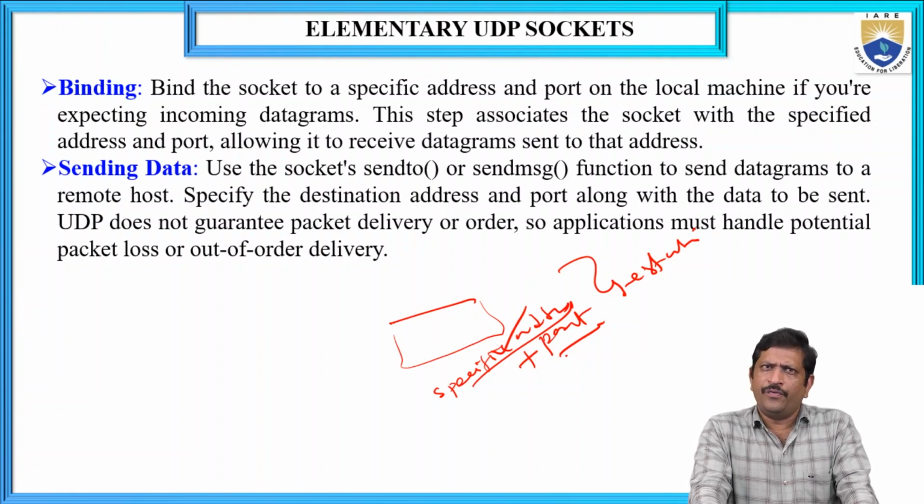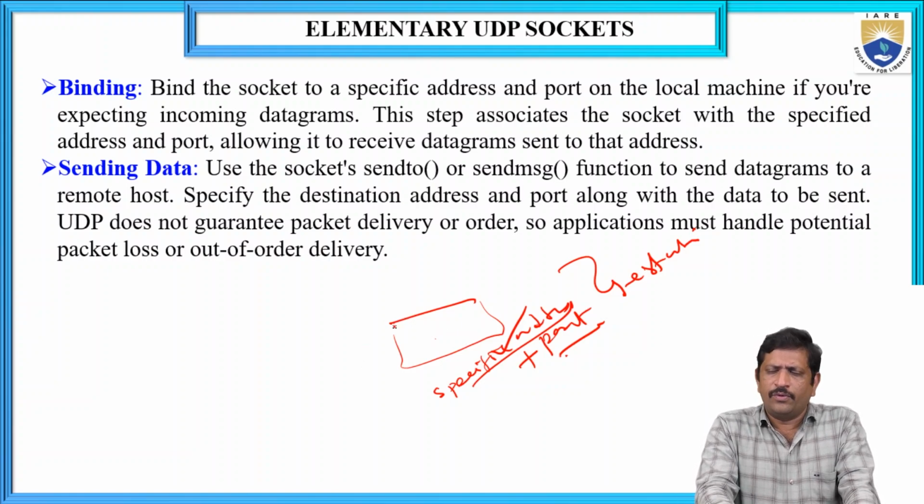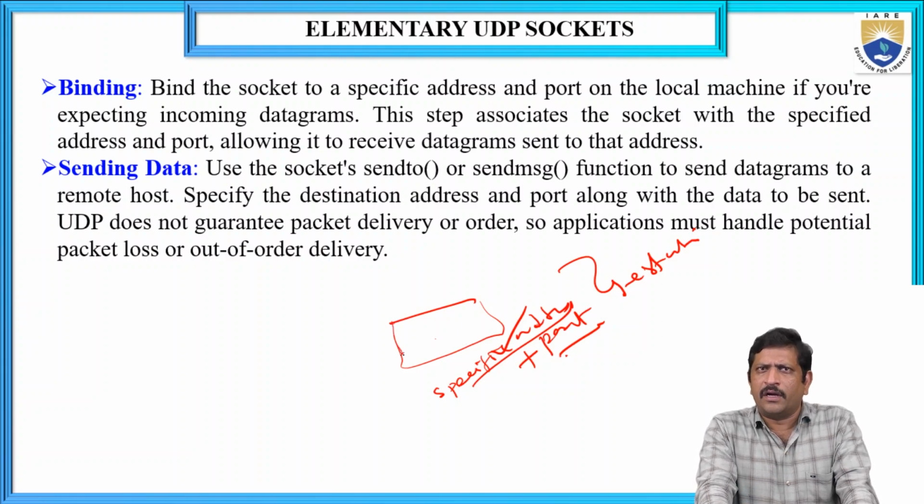If you are expecting an incoming datagram from the client or from the server, binding associates the socket with a specified address and port. Each and every device has an address and port number. With the help of this address and port number we can establish the communication, which allows it to receive datagrams sent to that particular address.